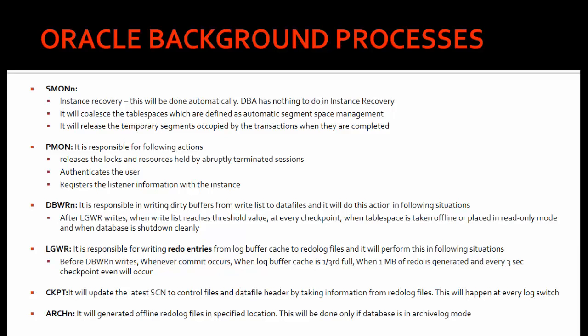Next, PMON will authenticate the user. We know that whenever there is a new user connection, PMON will authenticate the user. Next, PMON registers the listener information with the instance. Whenever you create a listener, the listener information is registered with the Oracle instance via PMON. If the listener is not registered with the instance, how would Oracle know from which instance we have to accept the incoming connections, right?